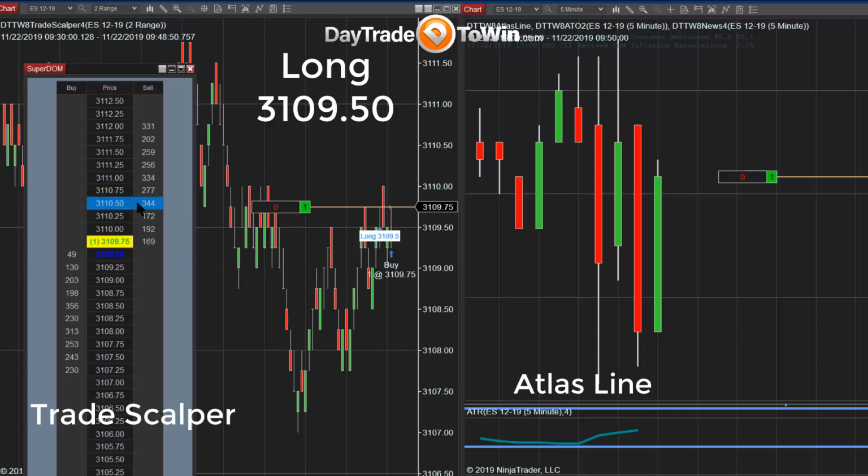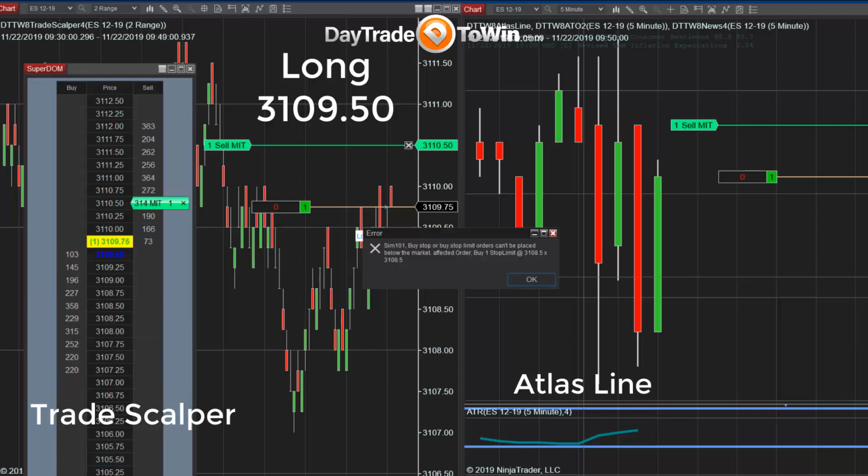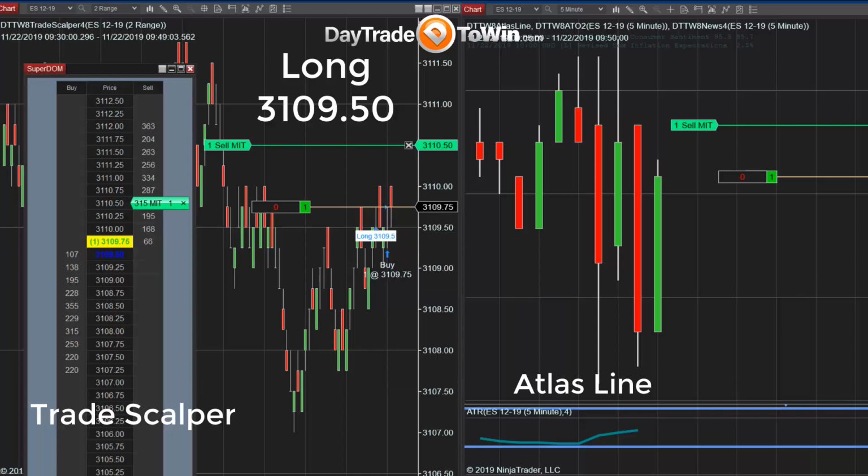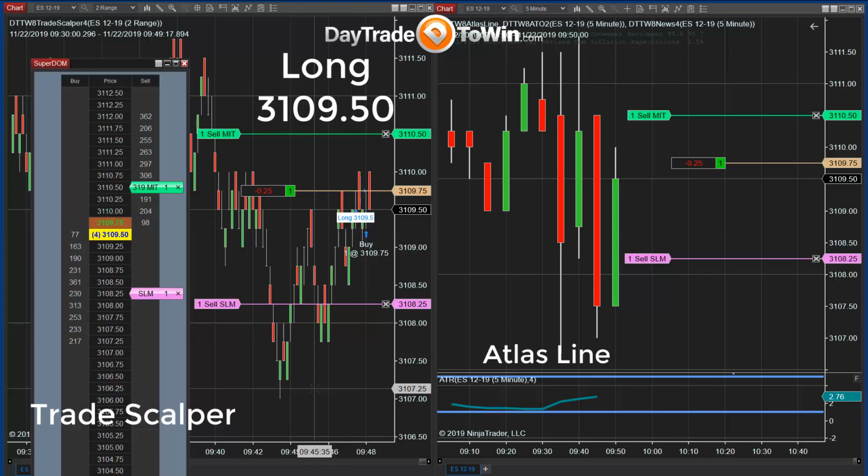Three-tick target, 1, 2, 3. We'll just make it nice and easy. Here is this. Order submitted. Sell, and we put a stop here. Order submitted. Oh, I have to take off the ATM. Okay. So when you place this here, three-tick target, you have a stop down here. Order submitted. And you're set on this trade scalper trade.